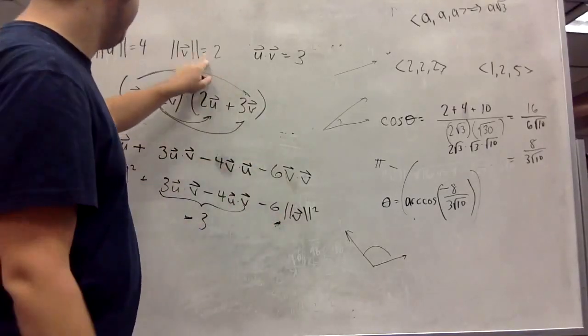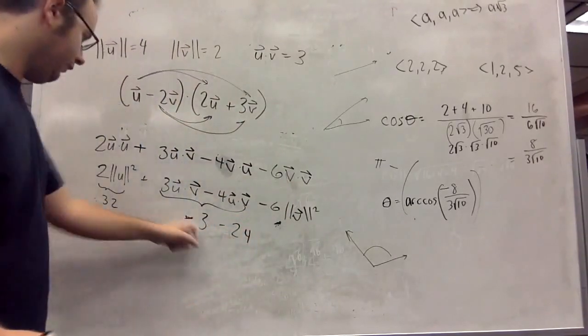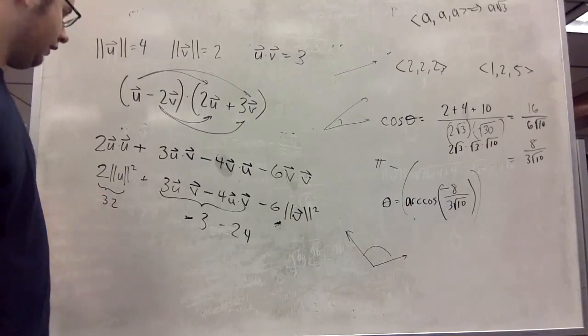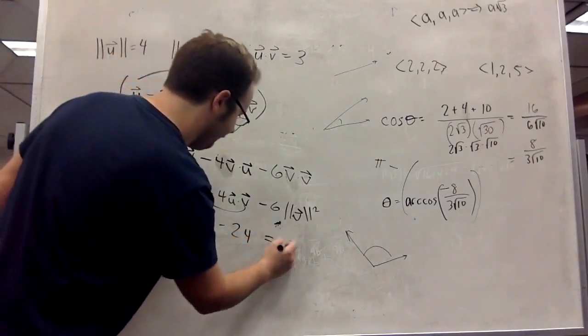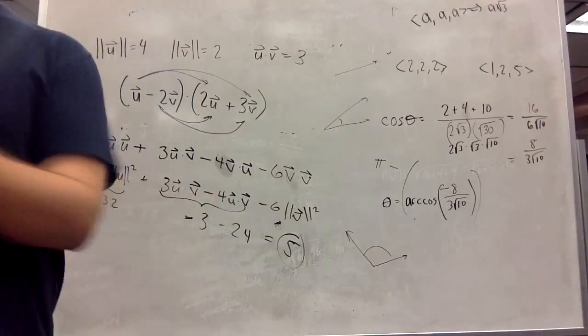The magnitude of v is 2, squared is 4, times 6 is negative 24. So we have 32 minus 3 is 29. Minus 24 is going to be 5. Good?